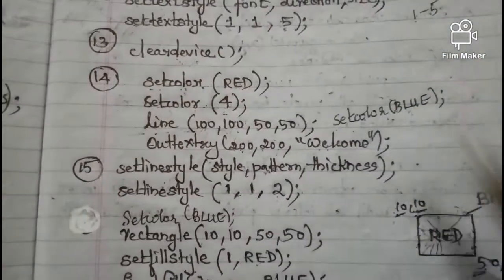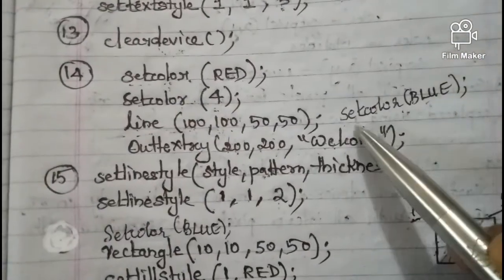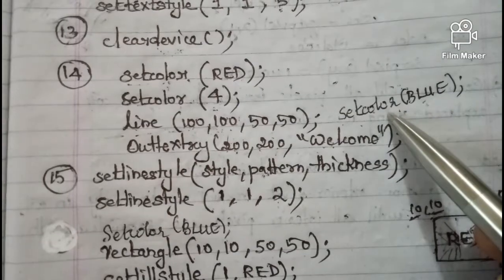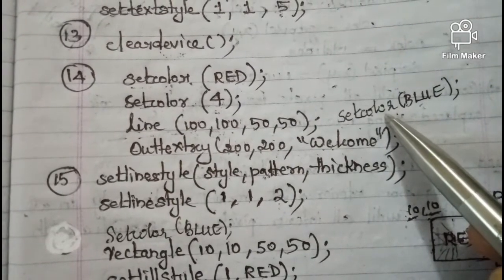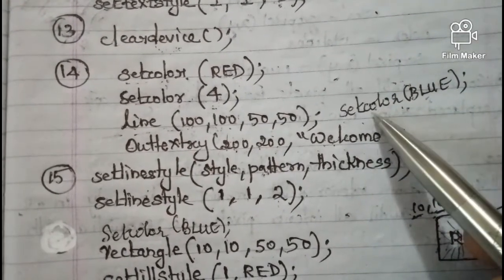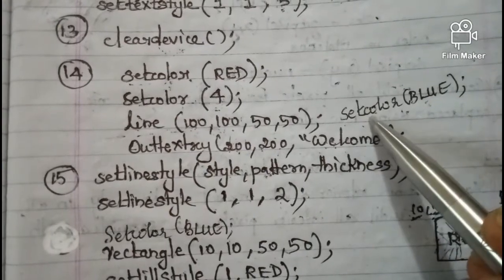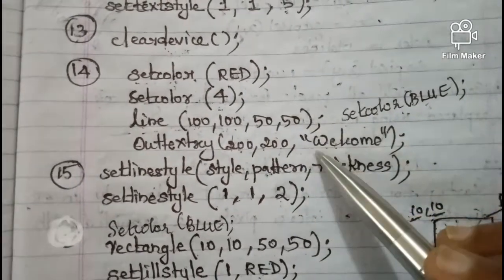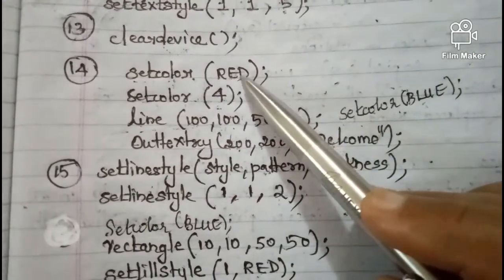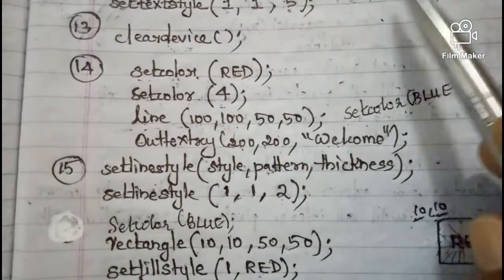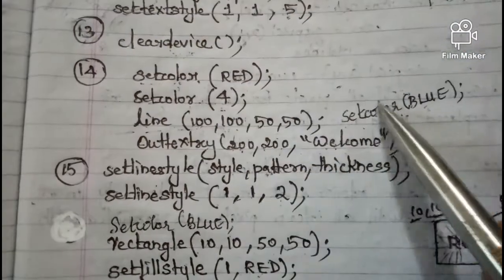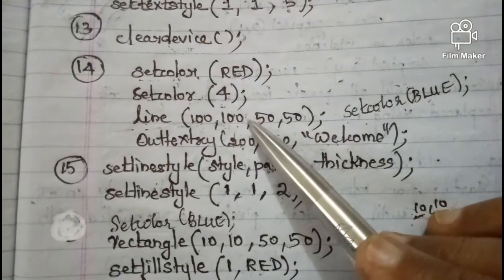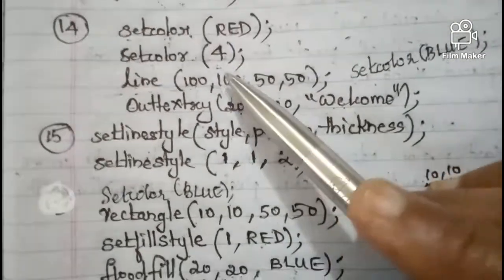So whenever you want to change the color, specify a separate set color. Clear? Each time you want to change the color, use this function. Otherwise, everything will be drawn using that same color itself. If you don't want to set any color, don't use this function, and all the pictures and messages will be displayed in white color itself.